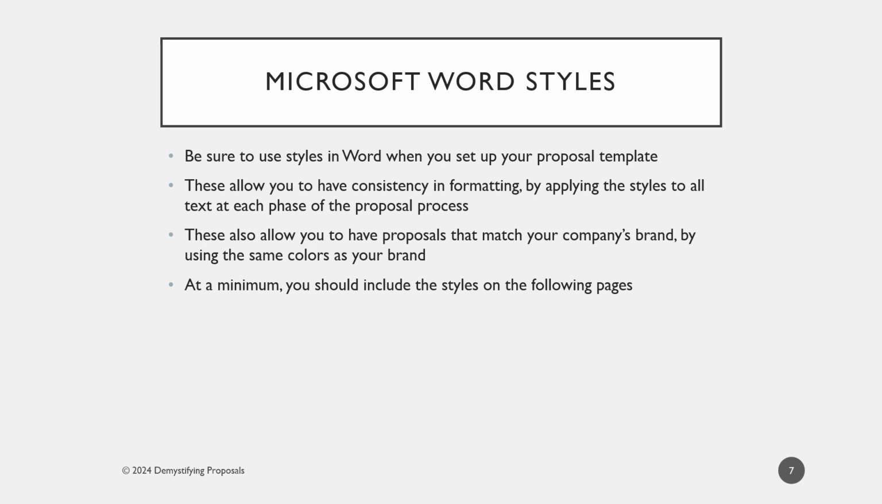One of the things that is really important for proposals is to have styles defined. I'm using Microsoft Word as an example because most of us use Microsoft Word in developing our proposals. Be sure to use the styles in Word when you set up your proposal template. These allow you to have consistency in formatting by applying the styles to all the text at each phase of the proposal process. These also allow you to have proposals that match your company's brand by using the same colors as your brand. At a minimum, you should include the styles on the following pages.